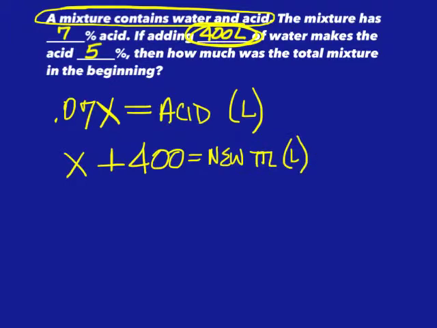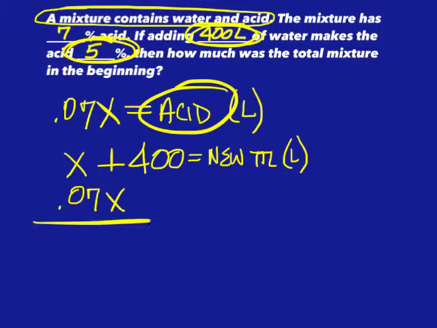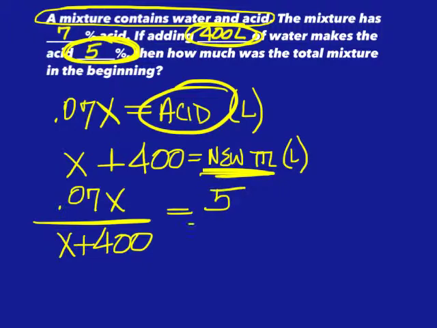Just like with the other problems, we divided acid by the new total to come up with the new percent. We do the same thing here. 0.07x is the acid amount, and then x plus 400 is the new total. And it equals 5%, so that's 5 over 100. From there you cross multiply. Cross multiply this way first.